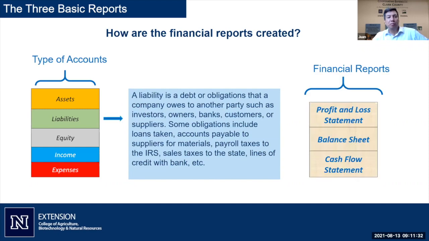Liabilities, same thing. A liability is debt or obligations that a company owes to another party, such as investors, owners, banks, customers, everybody else, third parties. So these obligations will include, for example, IRS taxes, sales taxes, lines of credit, anything that you have an obligation to a third party.